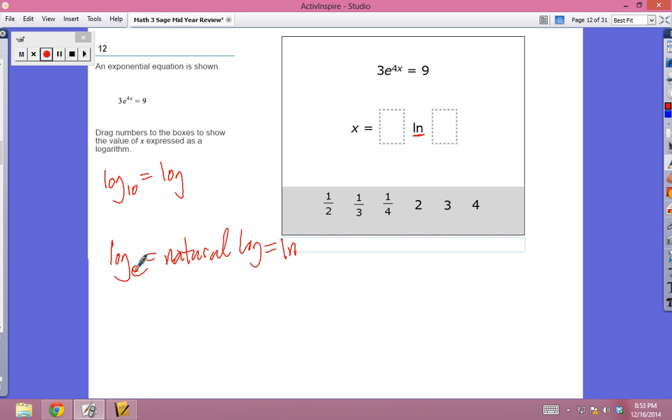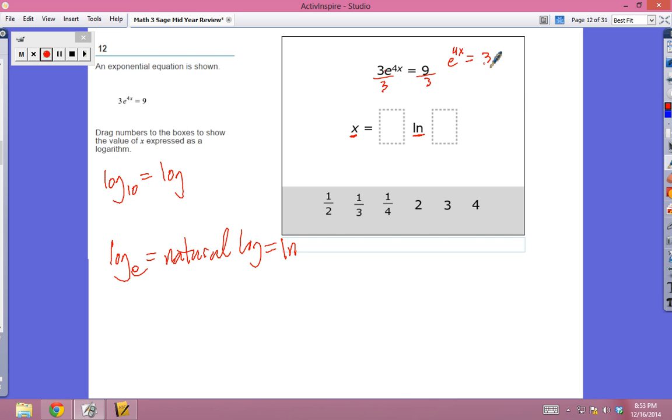So we want to solve for x. We want to get x all by itself, and x is in an exponent. So to solve for x, we're going to use a logarithm. First, let's undo the times by 3. Let's ditch this 3. Let's divide this side by 3, and let's divide this side by 3. So now we've got e to the 4x is equal to 3.